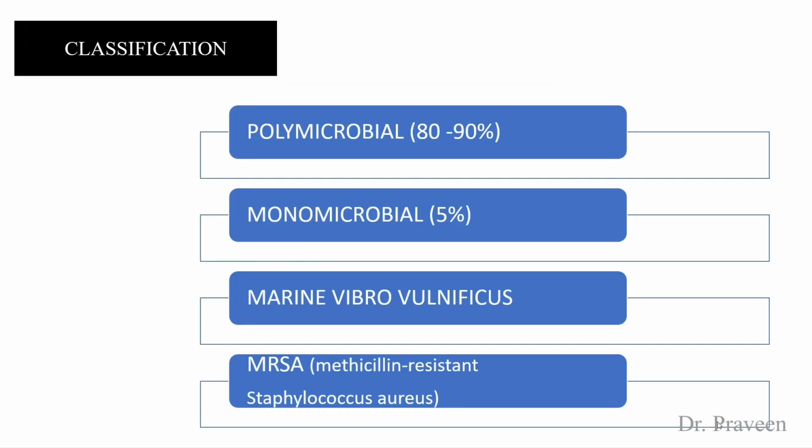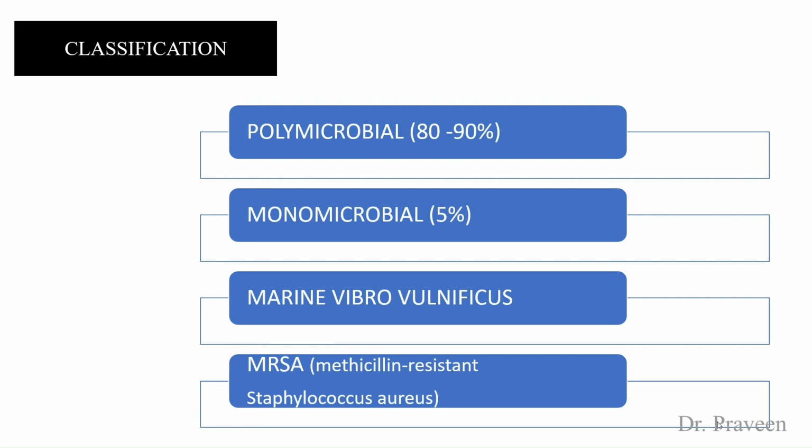Coming to the classification, necrotizing fasciitis is classified as polymicrobial, monomicrobial, marine Vibrio vulnificus, and MRSA, methicillin resistant Staphylococcus aureus. Among these, polymicrobial is the most common type, seen in 80 to 90% of necrotizing fasciitis. Monomicrobial is hardly 5% and MRSA 2%.